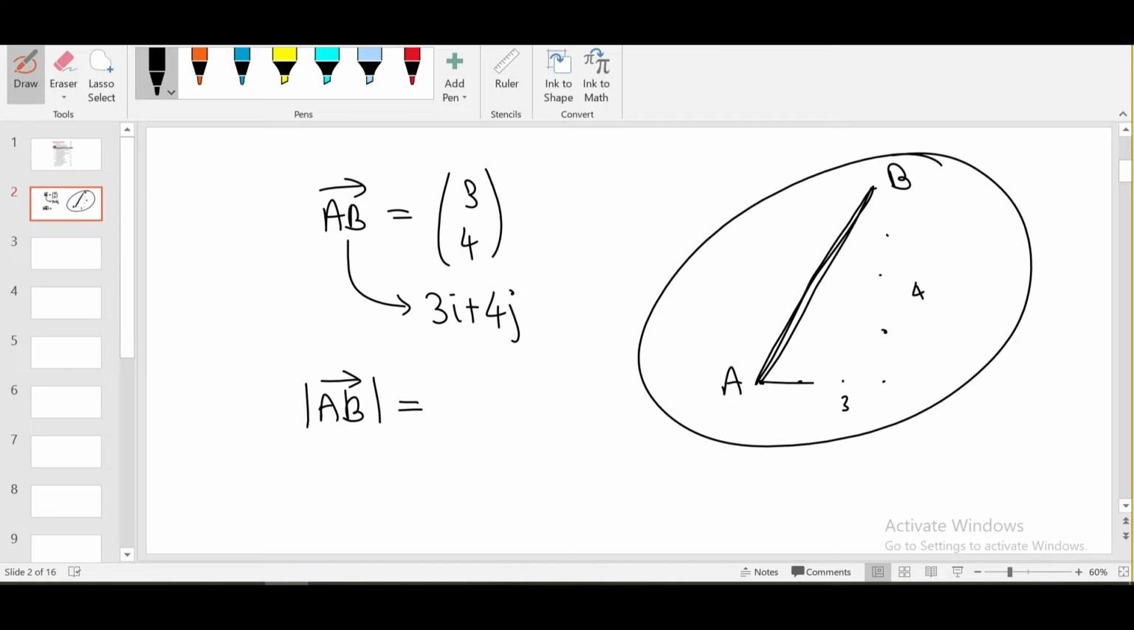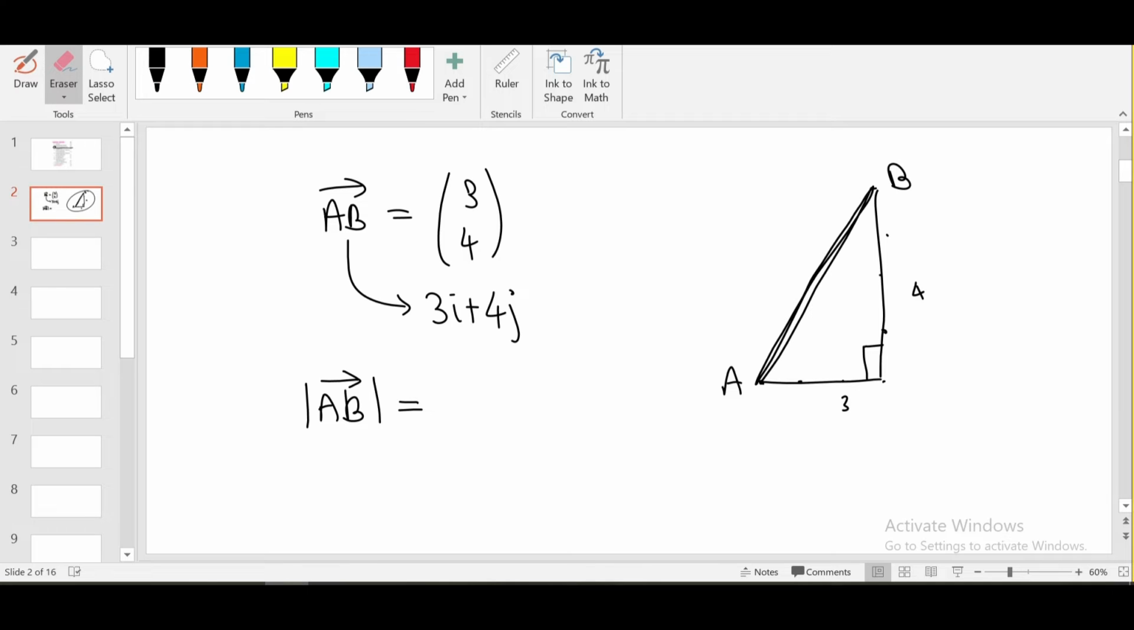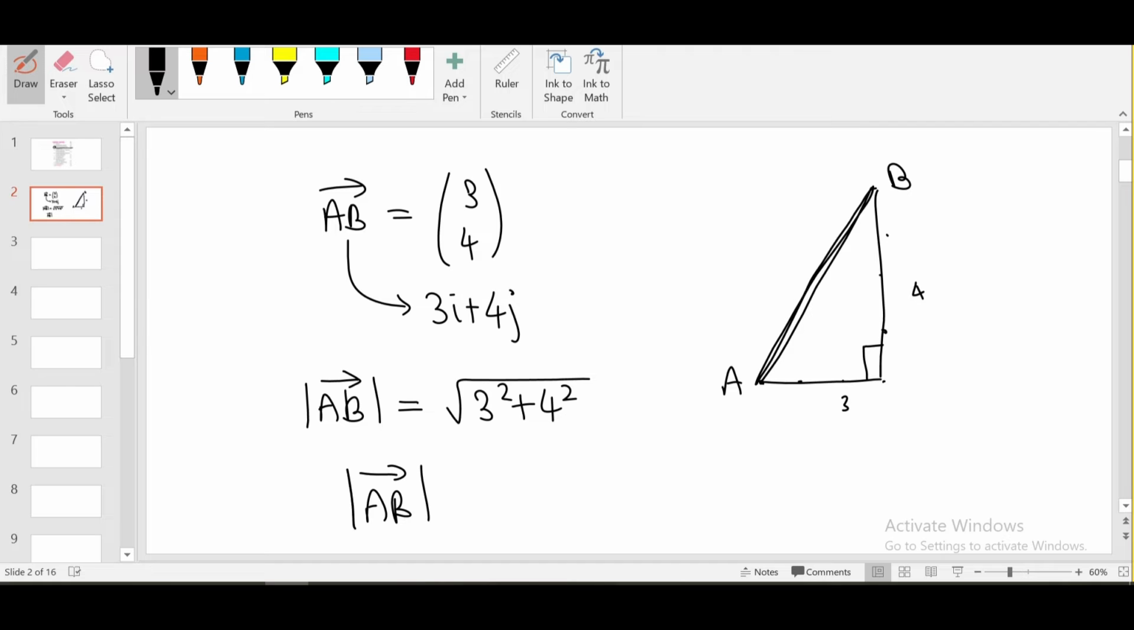You complete the triangle. Right angle. Can you use Pythagoras theorem? Pythagoras theorem, wonderful. Okay, so when you use Pythagoras theorem, this is going to be square root of 3 square plus 4 square, right? So in general, the magnitude of AB vector is square root of x square plus y square. Understand?